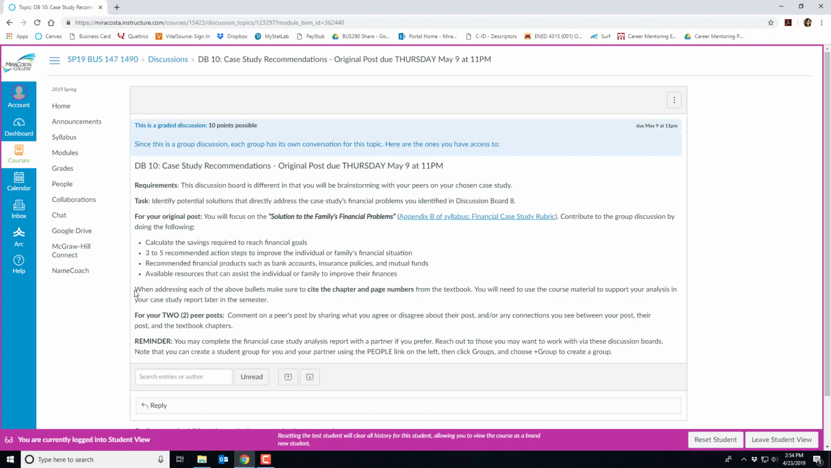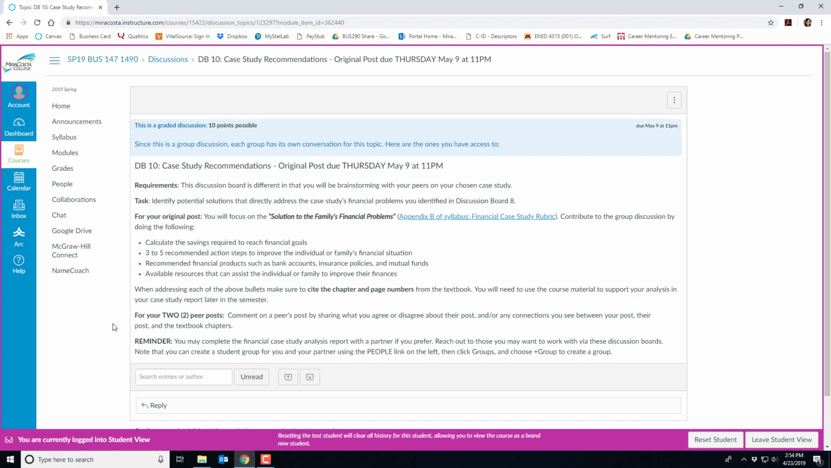Now, when addressing each of the above bullets, I strongly urge you to cite the chapter and the page numbers you found it from the textbook. That way, when you later write your case study report, it's an easy reference to the chapter and page number, and you don't have to go back and try to find where that information came from. For your 2 peer posts, comment on 2 other students by sharing what you agree or disagree about their post, any connections between your post, their post, and the textbook chapters.